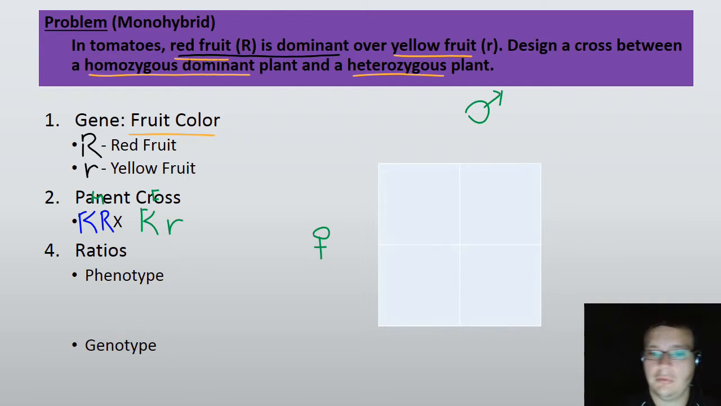So I'm going to distribute these alleles. So we'll start with the first allele pair, which is the homozygous dominant. And then we'll do the second allele pair.